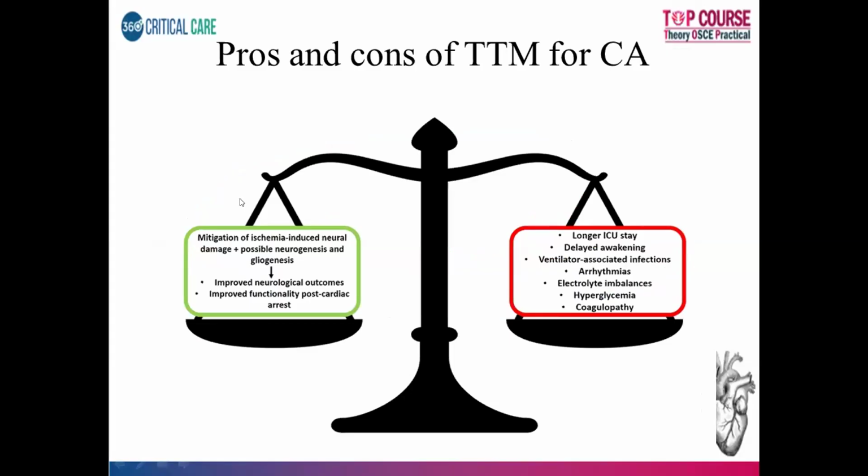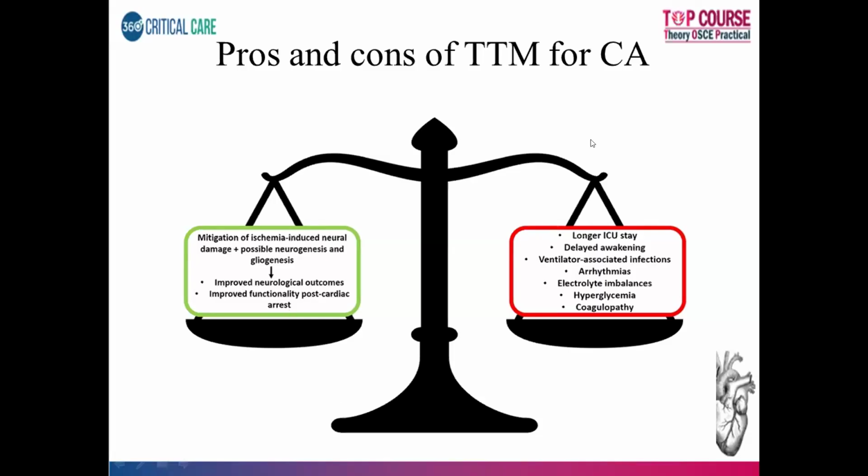Okay, so what are the pros? Basically, I told you in post-cardiac arrest syndrome, the ischemic reperfusion injury is the main pathophysiology, right? And this targeted hypothermia, or the TTM, will prevent this reperfusion injury. That is the only theoretical benefit which is present. So there is mitigation of ischemia-induced neural damage plus possible neurogenesis and gliogenesis, which may lead to improved neurological outcomes and improved functionality post-cardiac arrest. But this is just theoretical.